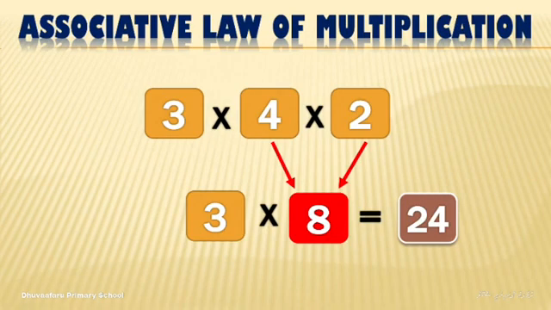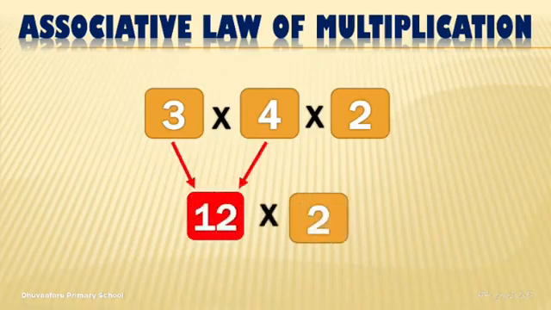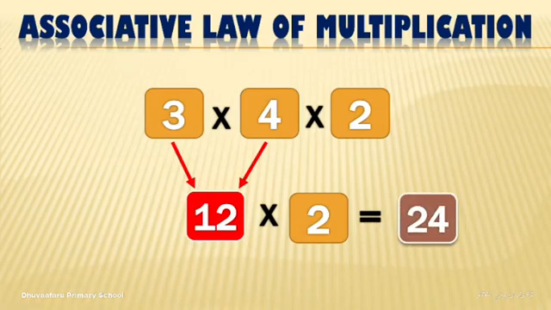Now I want to try the other way. Let's clear the board. We will start with 3 times 4, which gives us 12. Now all we have left to do is multiply 12 by 2. 12 times 2 is 24. We got the same answer regardless of which numbers we started multiplying together. This is awesome.